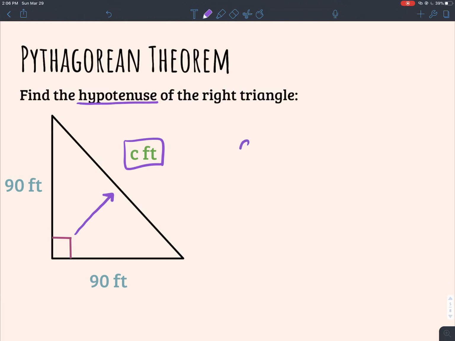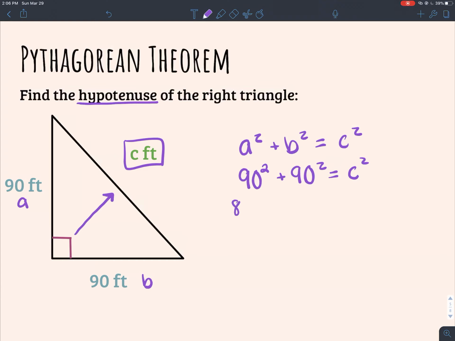With this being said, we have our equation, a squared plus b squared equals c squared. I'm going to plug in 90 for a and 90 for b. So we have 90 squared plus 90 squared is equal to c squared. What we have to do is solve for c squared. So 90 times 90 gives us 8,100. We're going to add that to 8,100 to get c squared.